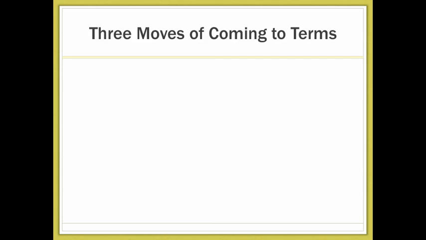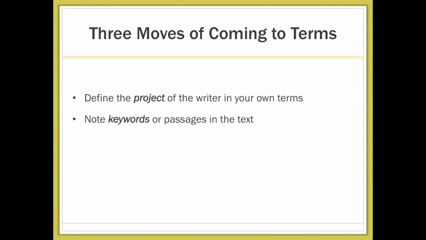Harris tells us to make three basic moves in what he refers to as coming to terms with another text by another writer. These three are: define the project of the writer in your own terms, note keywords or passages in the text, and assess the uses and limits of this approach. Harris expands on each of these points in the chapter, so let's explore these points with a bit more depth.